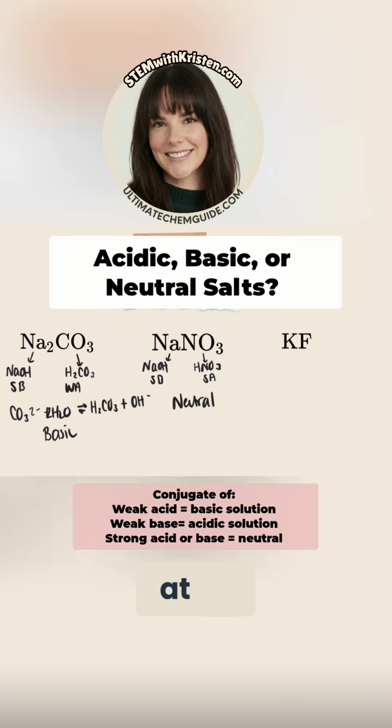And then we look at KF. So potassium is the conjugate of KOH, and F is the conjugate of HF.